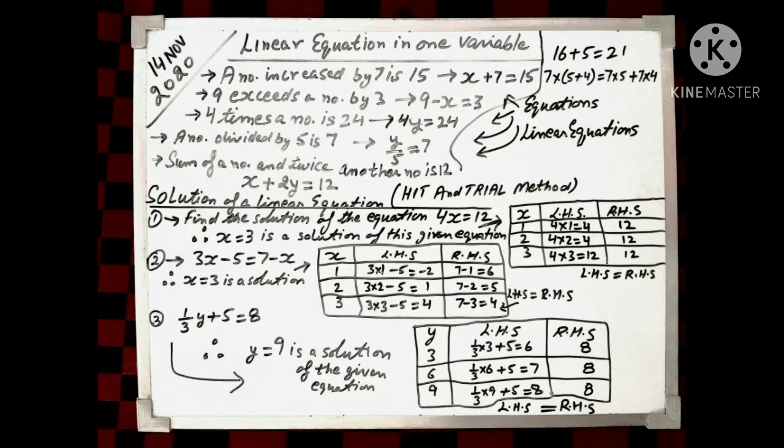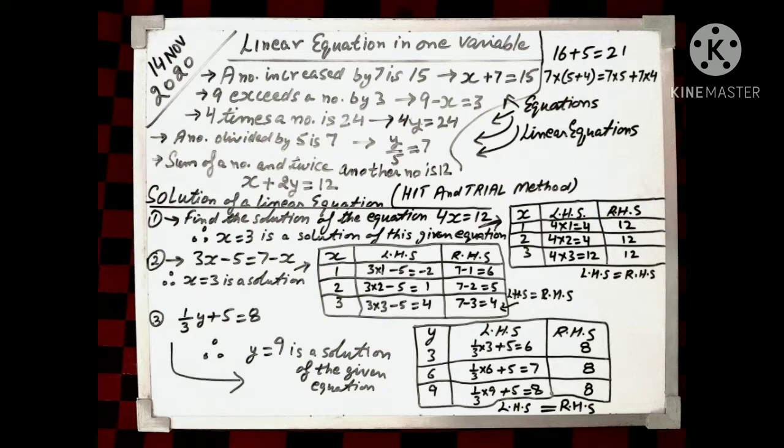Right? So if I am writing y = 3, the LHS calculation is 1 by 3 into 3 plus 5, that is 6. y = 6 will give us 1 by 3 into 6 plus 5, 7. And y = 9 will give us 1 by 3 into 9 plus 5, that is 8, which is equal to the right hand side, that is 8. So we will say that y = 9 is the solution of the given equation. So this is the basic of the linear equation in one variable. I hope you got it.